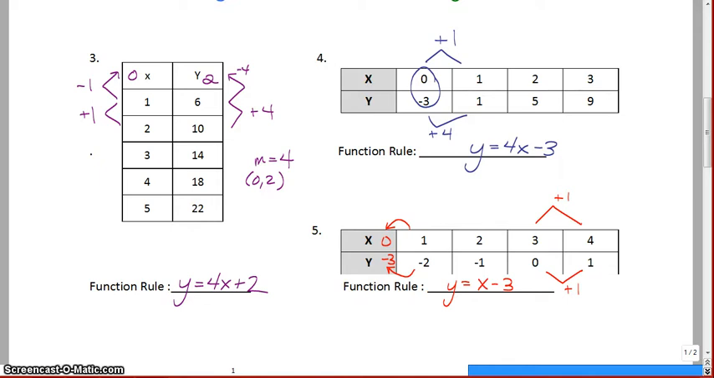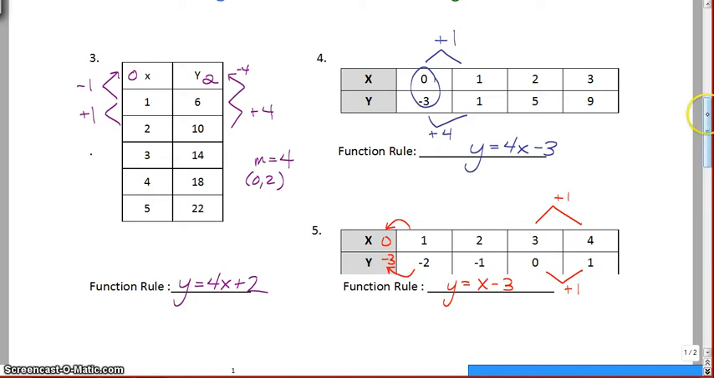And in number 5, you did have to find your rate of change, which is 1 over 1, but you had to work backwards to find your starting point, so you had to skip back 1. So you're going to have 0, -3. So your function rule is y equals x minus 3.